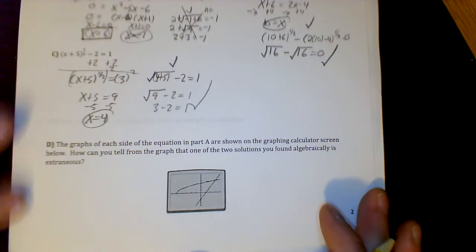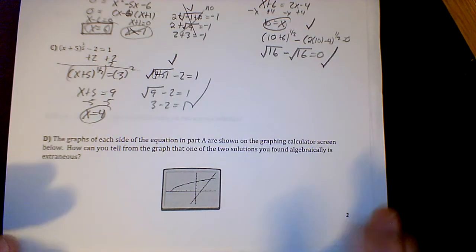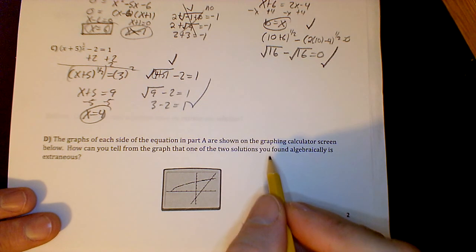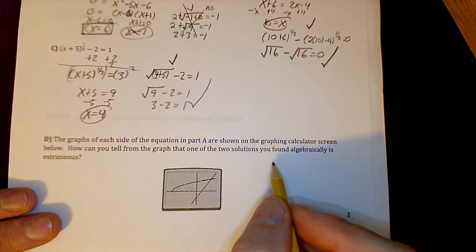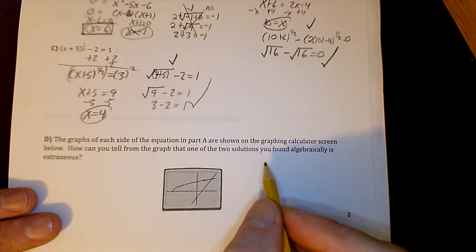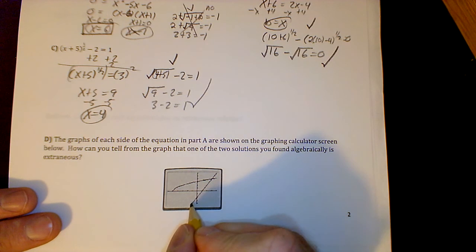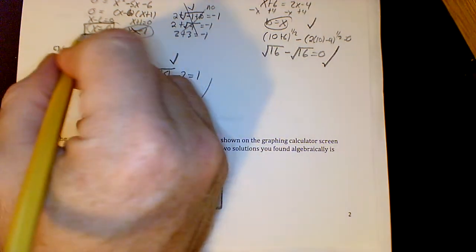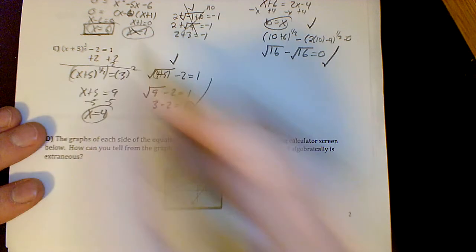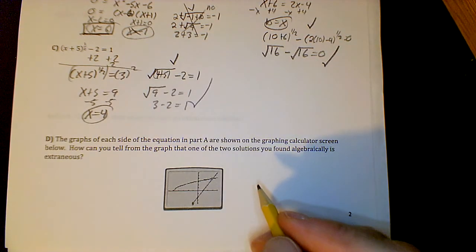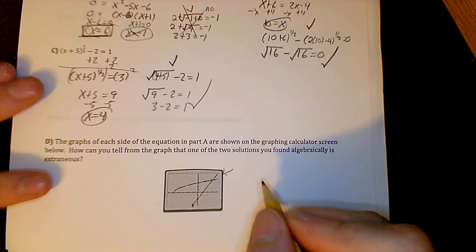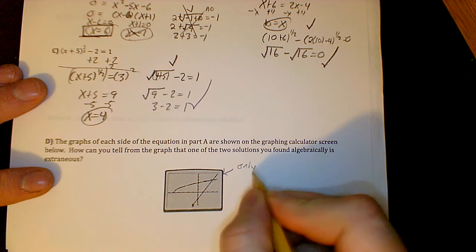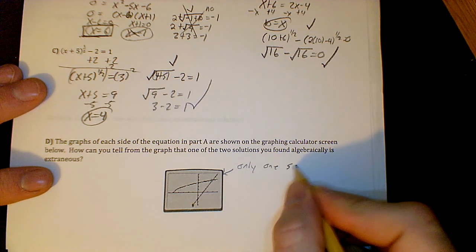This says the graph of each equation in part A is shown on the graphing calculator screen. How can you tell from the graph that one of the two solutions found by algebra is extraneous? Well, obviously, negative 1 is down here, and 6 must be here. So it's showing us which ones, right? And we could just say there is only one solution.